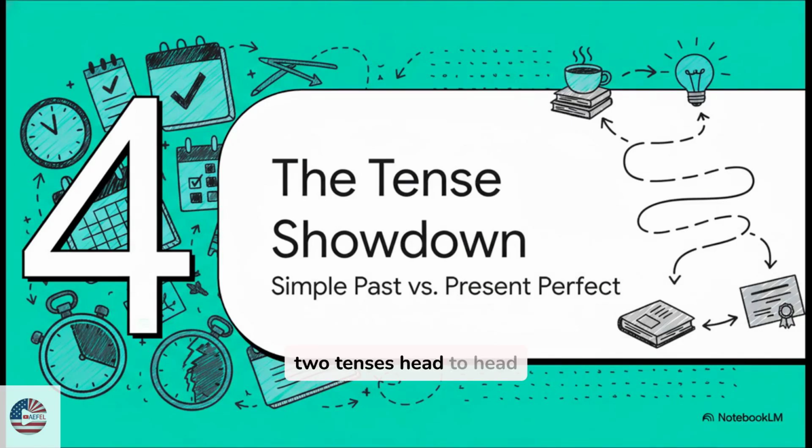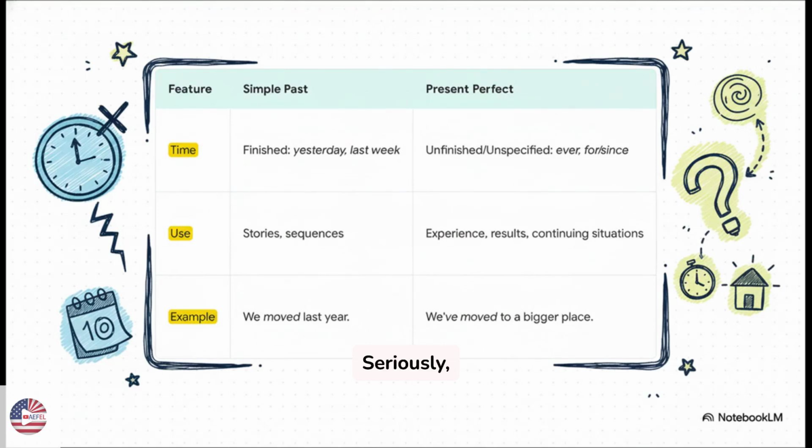Let's put these two tenses head-to-head in a direct showdown. This is where all those little pieces are going to click into place. Seriously, this table is your new best friend. Look at how clear the split is. For time, we've got finished versus unfinished. For use, we've got stories versus experience. And the examples just nail it.